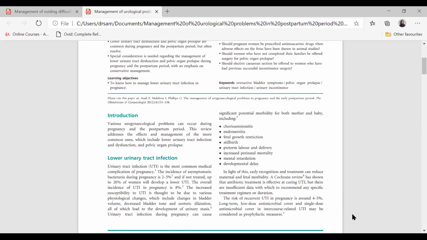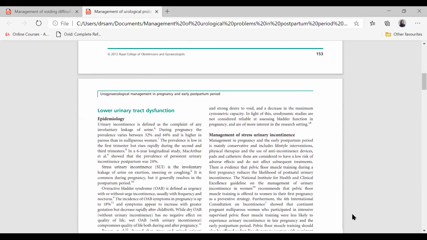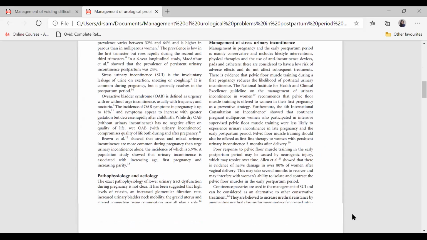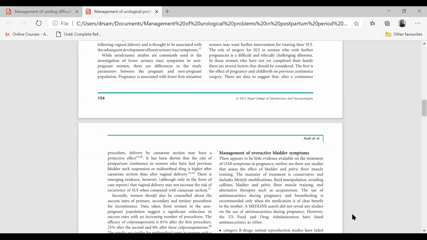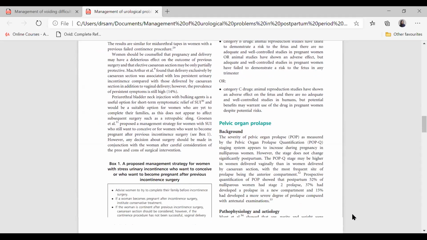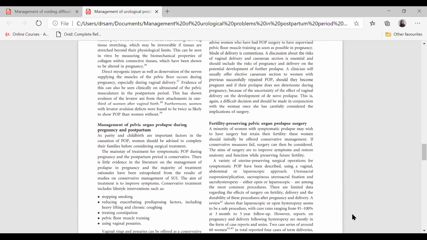Here, if you look at it, just a glimpse of it, they talk about UTI. They talk about stress incontinence, surgeries related to stress incontinence and then overactive bladder. They talk about prolapse. This is part of your differential diagnosis, what is written over here.